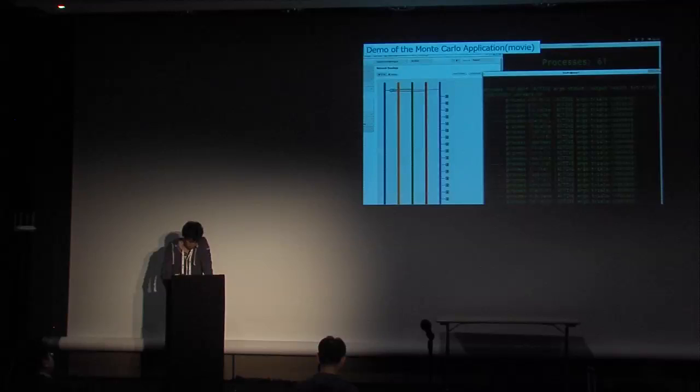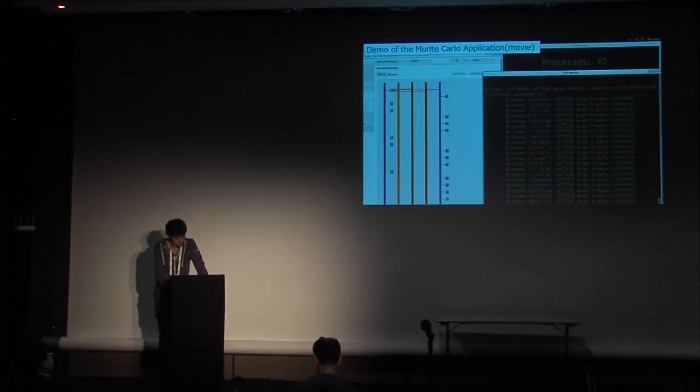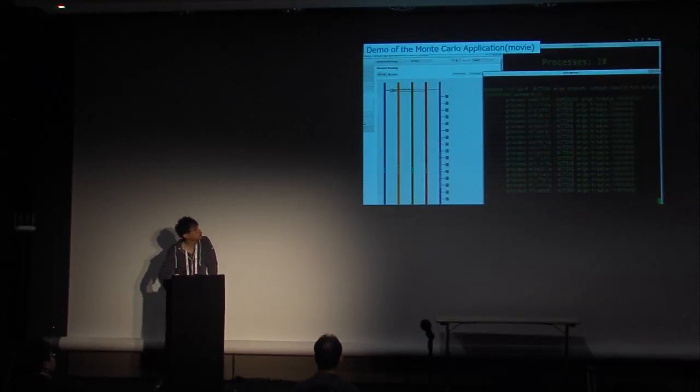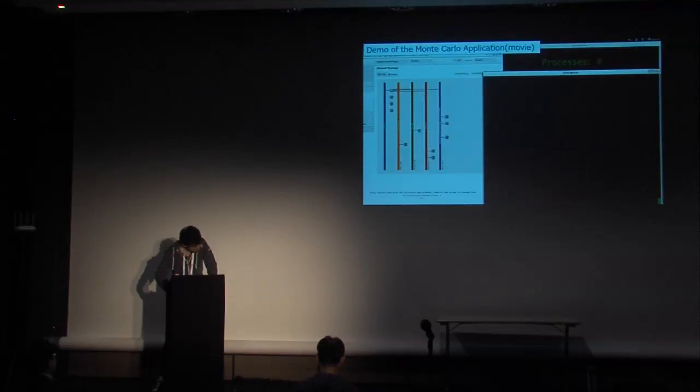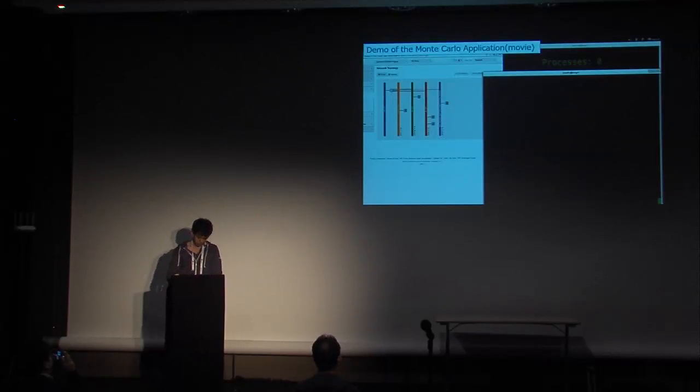And the parent process receives outputs from the children processes and creates a simulation report. And at the end, the parent process kills itself. And at the same time, the children processes also will be terminated. So as you can see, the processes are being deleted now. In this case, all of the processes will be deleted. So this movie is finished. I'll show you the details on how this application works in the next slide.